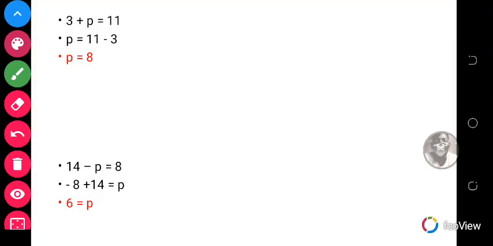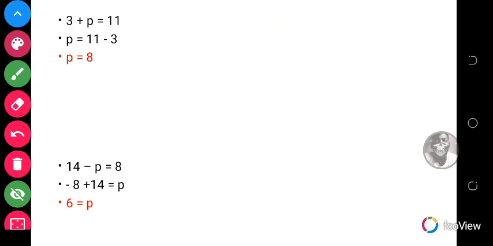So, examples of algebraic equations, we have 3 plus p is equal to 11. When you have 3 plus p is equal to 11, you can think about it in word form: 3 plus a certain number p is equal to 11. What number is that? It's definitely going to be 8, because 3 plus 8 gives you 11.